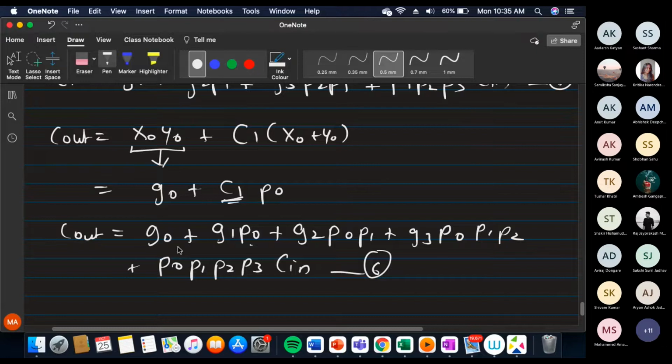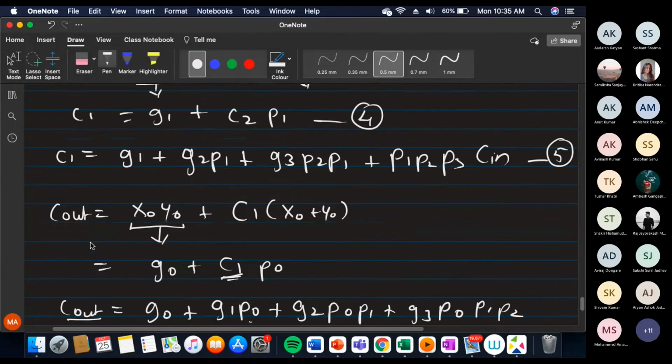X3, Y0, Y1, Y2, Y3. Along with that, we require C in. Do we require any other thing in order to generate C out? Do we require C2, C3? No, right? I just require the X's and the Y's, and along with that, I require C in. If I have all those things, I can generate C out.